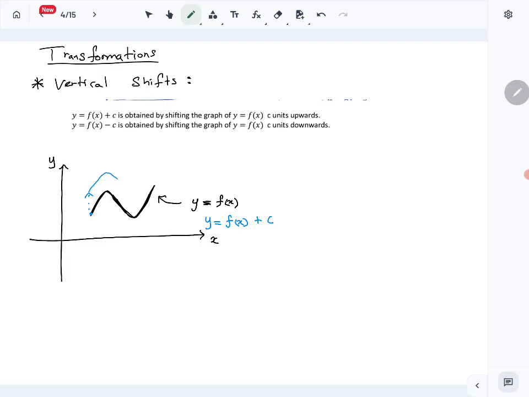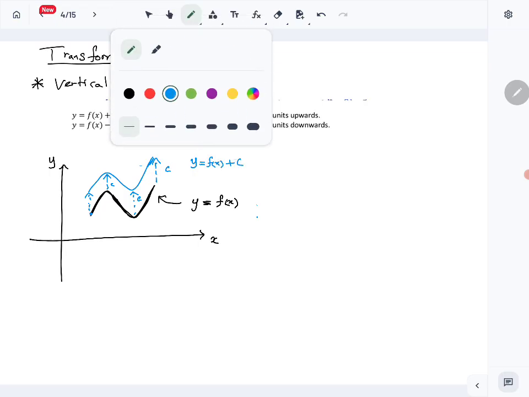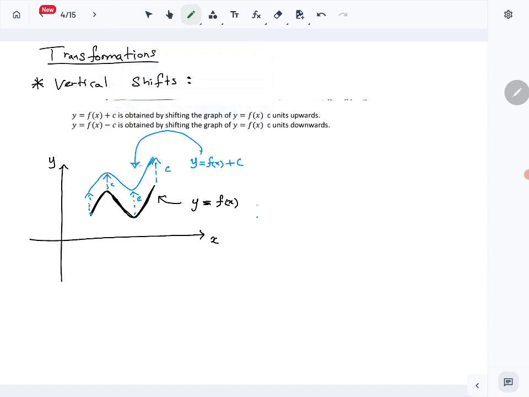will shift up by c units. Every point in this black curve will go up by how many units? C units. So this blue curve is what? That is the y equals f(x) plus c curve. So this is how you get y equals f(x) plus c if you know the shape of y equals f(x). What you need to do is just move the black curve up by c units.